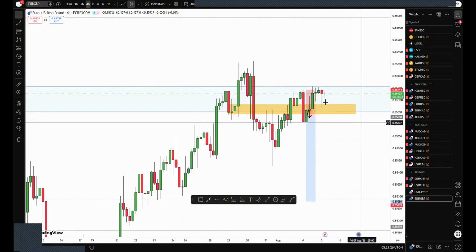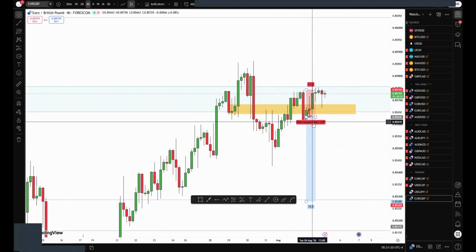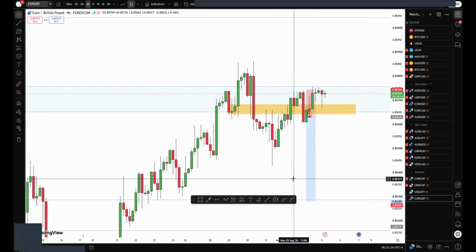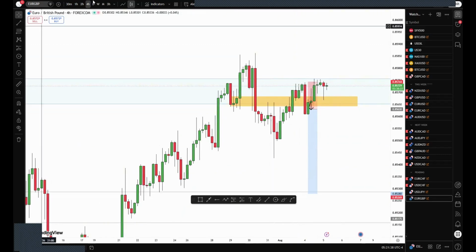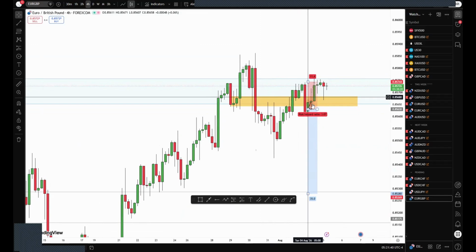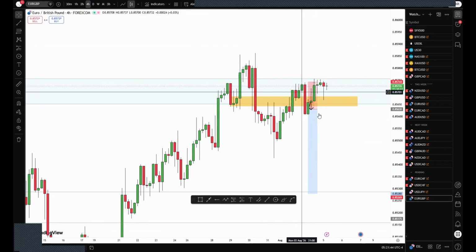So the daily was bullish and the 4 hour was bullish. That's why we ended up catching this trade. If the daily was bearish, there would have been a chance of us enjoying this.